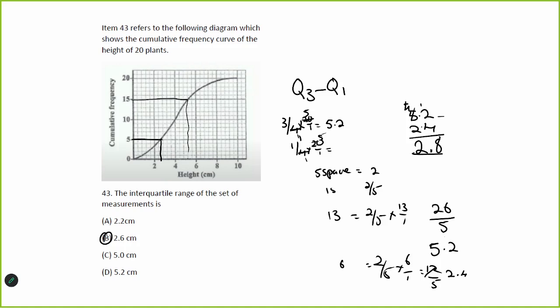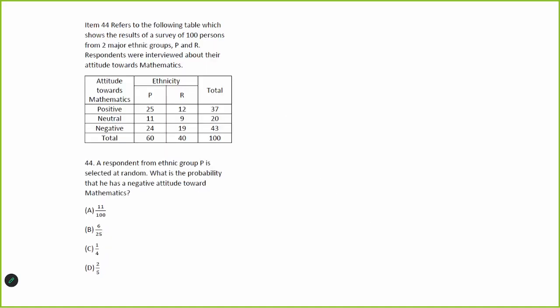Right? Let's go. So then we know for this one, item 44 refers to the following table, which shows the results of 100 persons with 2 major ethnicities, P and R, respondents with their attitude towards mathematics. The respondent from ethnic group P, so your total is from group P, is selected at random. What is the probability that he has a negative attitude towards mathematics? So it will be the negative attitude in your table. They did not say total, they're choosing from ethnic group P, so it's 24 over 60.